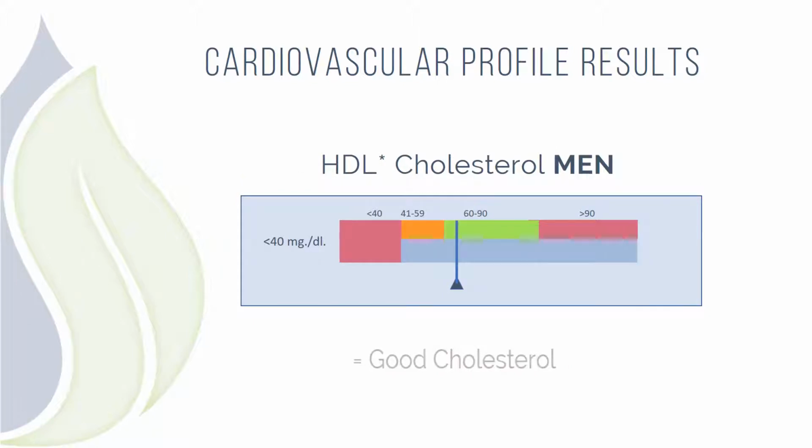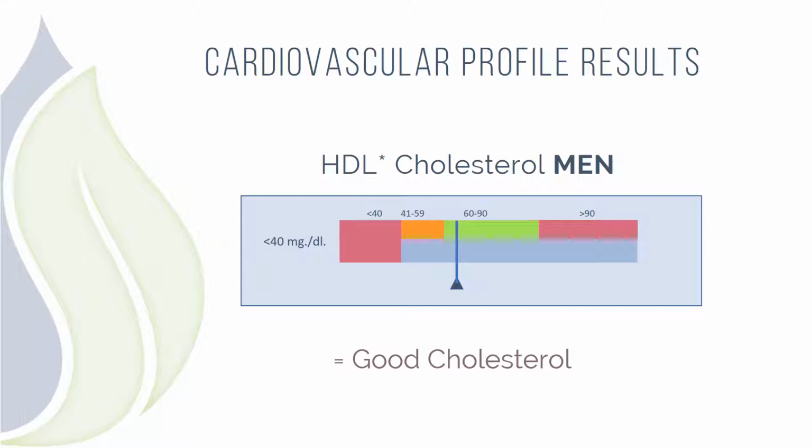HDL cholesterol is also called good cholesterol. The values of HDL are different in men and women, and in men, the normal laboratory reference range is anything above 40. They don't really define a too high range. At Destiny Well, we think values around 60 to 90 are probably optimal, and 41 to 59 are only moderately low, and many people are okay in this range. When you get below 40, you definitely have increased risk.